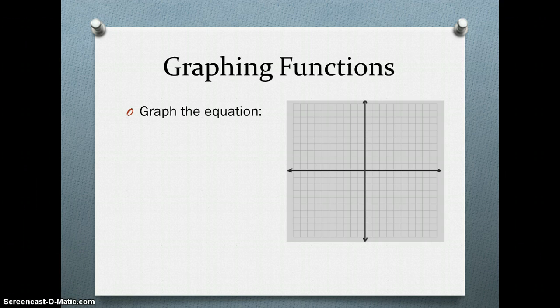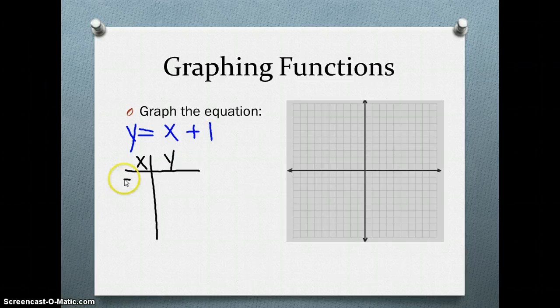I want us to graph y is equal to x plus 1. So what we'll have here is we're going to create a table of values. We're going to have x, and then we're going to have y. So let's just start at -2. We'll go -2, -1, 0, 1, and 2.